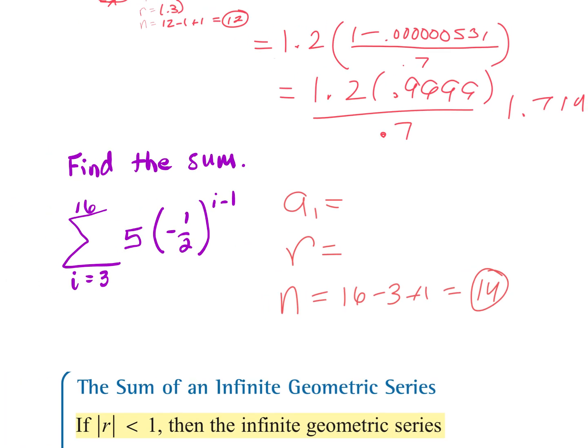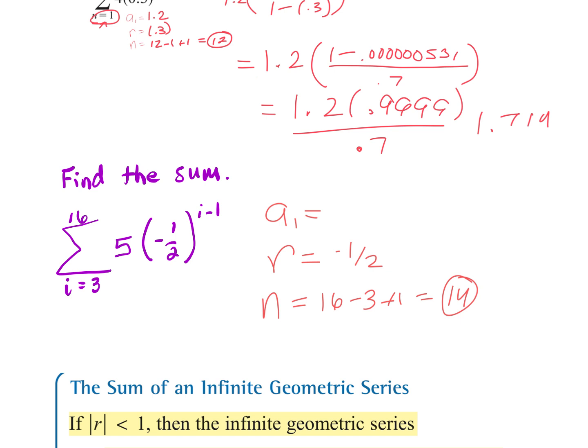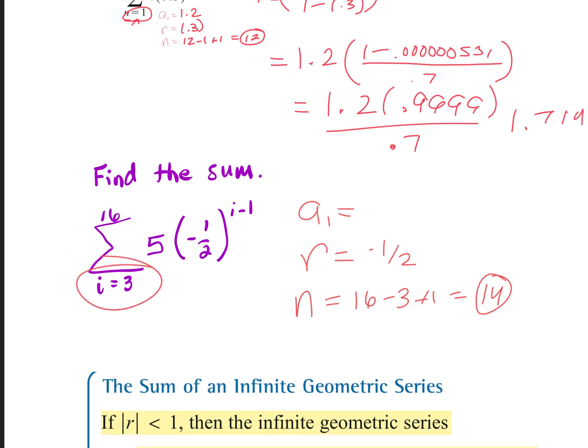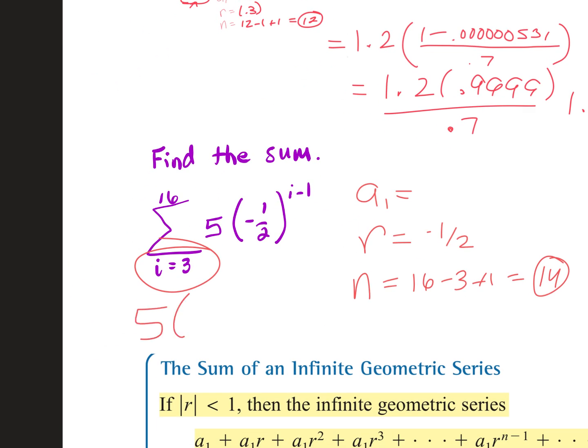So what is my r value? What am I multiplying by every single time? Negative 1/2, perfect. And then how do I find the first term? Plug in what? What do I start plugging in? 3. Whatever that bottom is, it tells you, hey, start with this. This is the first term. So in your calculators, or write it down, you have 5 times negative 1/2 to the 3 minus 1, which is 2. Go ahead. Tell me what you get. 5/4?